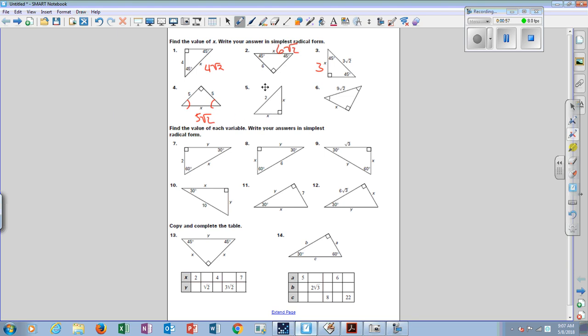Number 5, if this is 2, then whatever this is equal to x times root 2. So you would divide by root 2. So that would give you x equals 2 over root 2. Now technically you can't have a root in the denominator, so you have to rationalize. Multiply by square root of 2 over square root of 2. So it gives you 2 roots of 2 over 2, or just square root of 2.